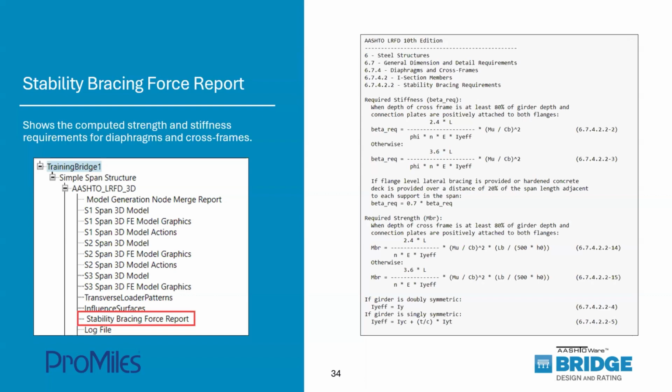So the determination of these requirements is going to be shown in the stability bracing force report. This is a text report available in the engine outputs. It will summarize the requirements and also provide detailed calculations for each cross frame and diaphragm. And it's laid out similar to how the spec article output will be laid out.